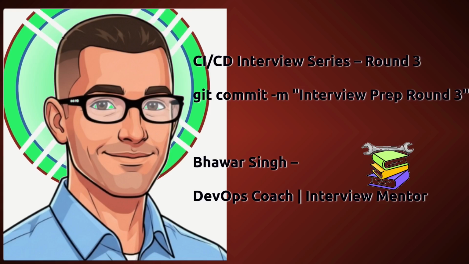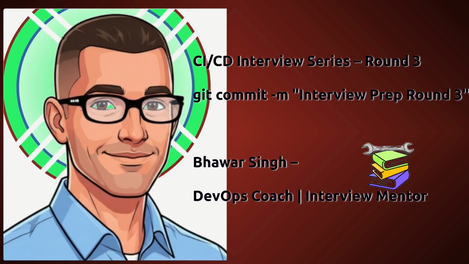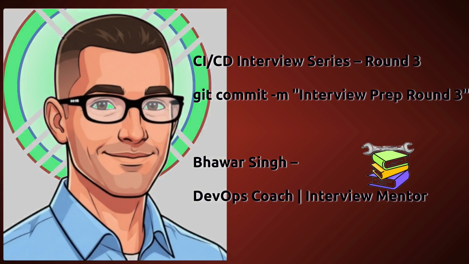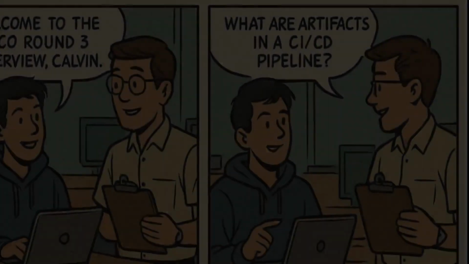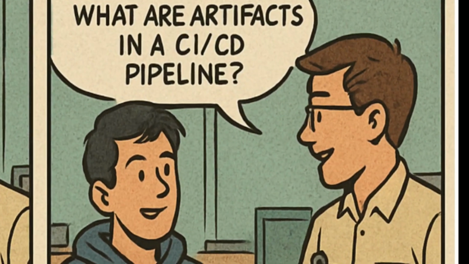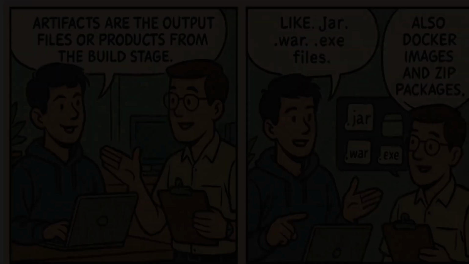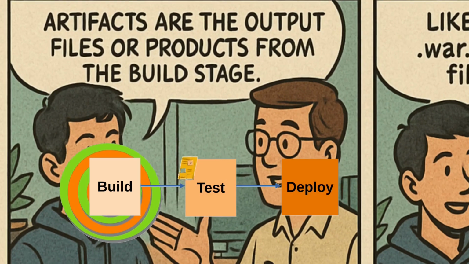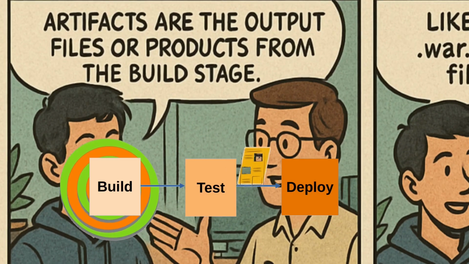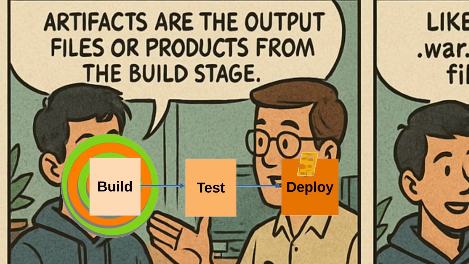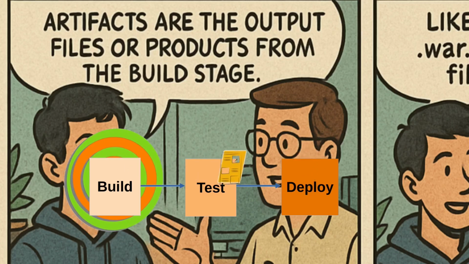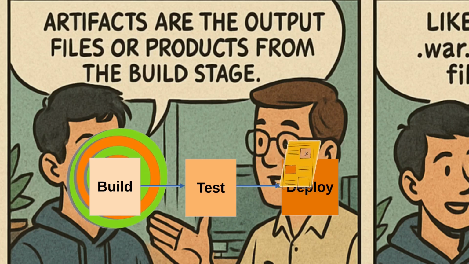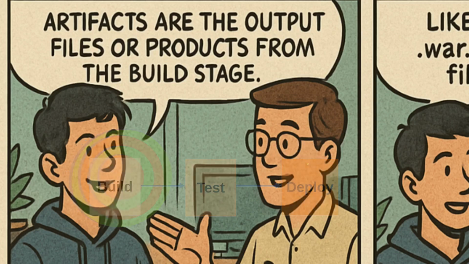All right, guys, let's dive into our third round of interview questions on CI/CD. Today, our first question is, what are artifacts in a CI/CD pipeline? Artifacts are the output files or products generated during the build or packaging stages of a CI/CD pipeline. These are the things your pipeline produces and passes along to later stages, like testing, deployment, or release.